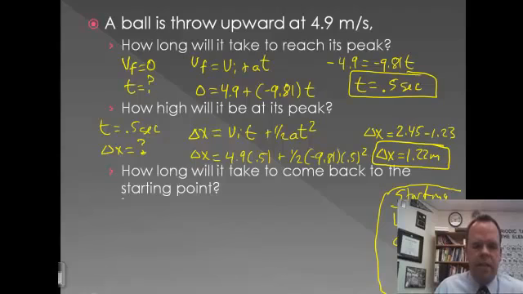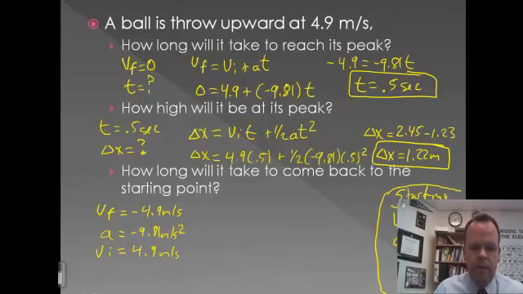Third problem: how long will it take to reach its starting point? I know my starting point will have the same speed as where it started, except in the opposite direction. So now my final velocity will be negative 4.9. Acceleration is still negative 9.81. I know my initial velocity is 4.9, and I'm looking for time. So I will use v final equals v initial plus a t.